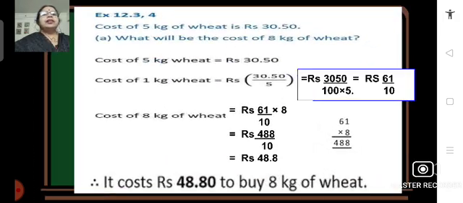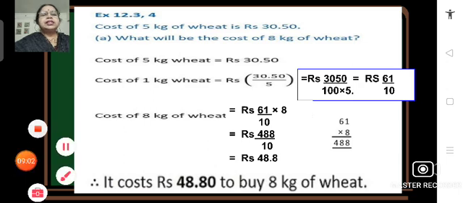Problem number 4. The cost of 5 kg of wheat is rupees 30.50. What will be the cost of 8 kg of wheat? The cost of 5 kg of wheat is given. We have to find the cost of 1 kg of wheat, and then we will be able to find the cost of 8 kg of wheat. So that is what is done here.